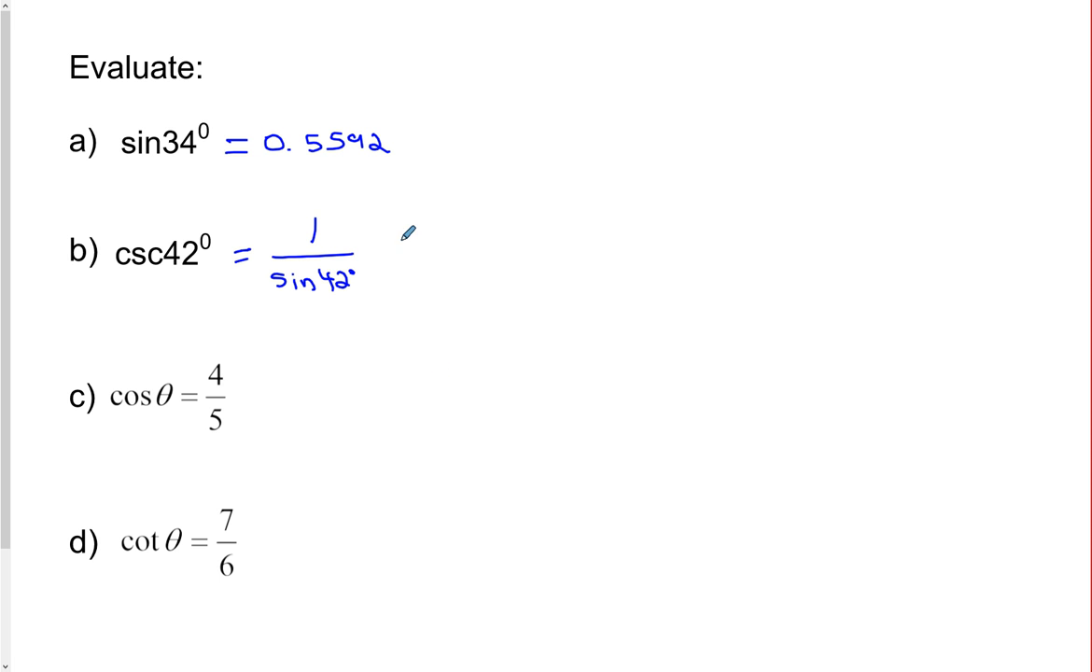Okay? So now I'm going to need to do the math. I'm going to go 1 divided by, now you could just type this in, 1 divided by sine of 42 degrees. Your calculator will handle that. I'm actually just going to put it in a decimal form just to make sure it's exactly clear what I'm doing. So sine of 42 degrees is 0.6691. So 1 divided by 0.6691. So I'm going to put that into my calculator.